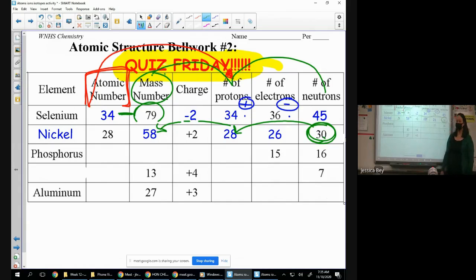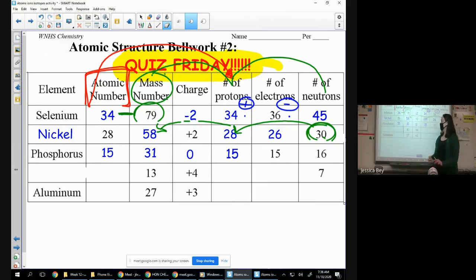That's usually where somebody's going to miss something. And I'm going to put one like that on the quiz for you. So make sure you're using the given information. Okay. Phosphorus here, 15, 31, charge of 0 because my pluses and my minuses are exactly the same.